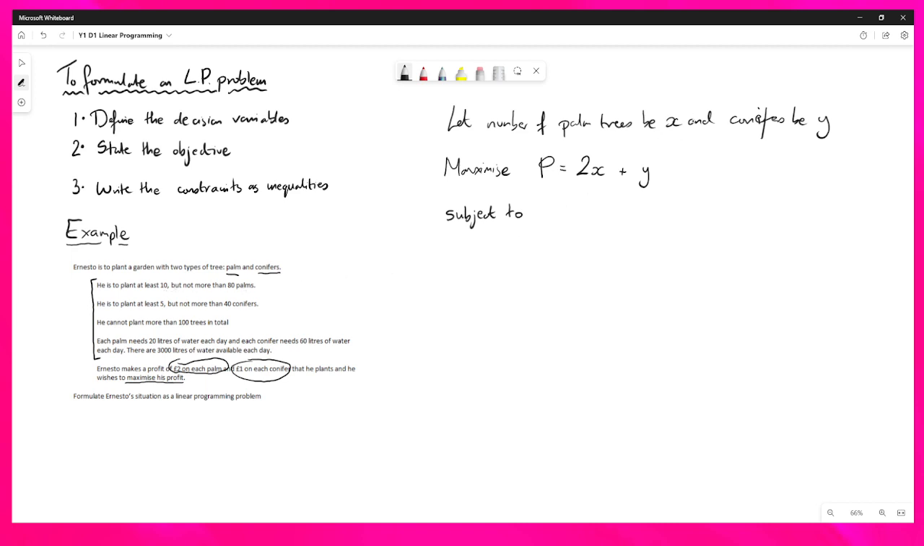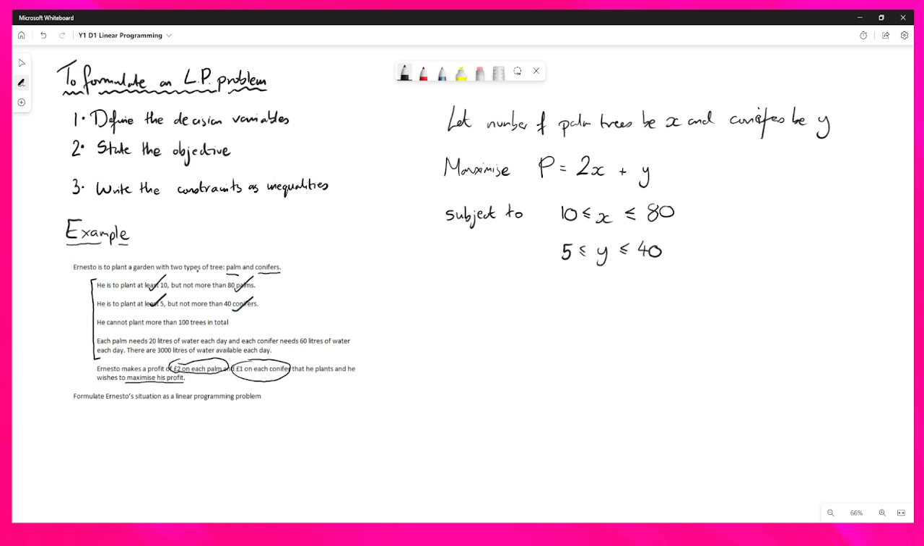So the number of palm trees, which is x, has to be at least 10, but not more, so less than or equal to, because we can have 80. So at least 10, no more than 80. That's one inequality. I know it's strictly speaking 2 inequalities, but we're writing it as one. We can do the same thing with our ys. He has to plant at least 5, but no more than 40 conifers.